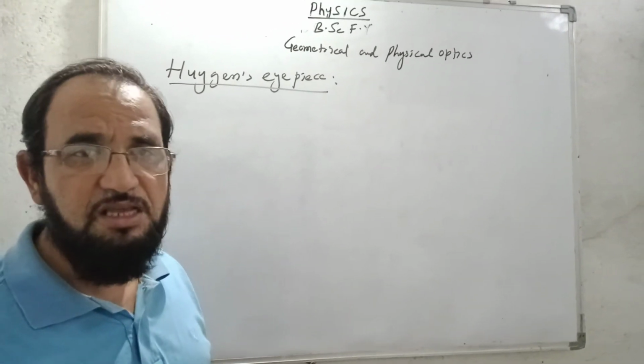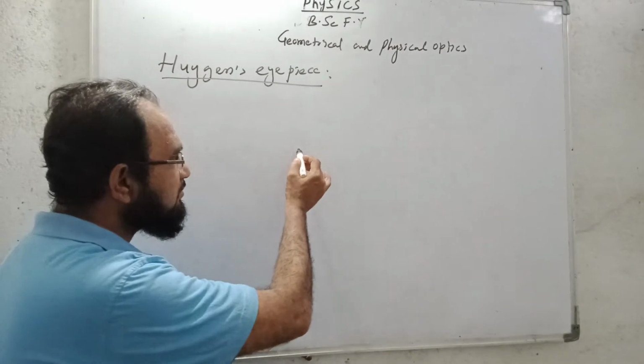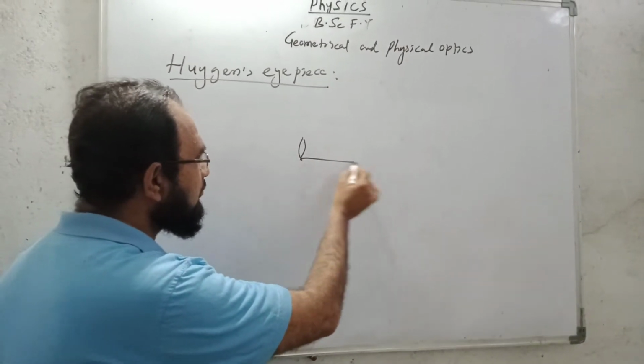My today's topic is Huygens eyepiece. Now see what is an eyepiece. Eyepiece is used in the telescope.